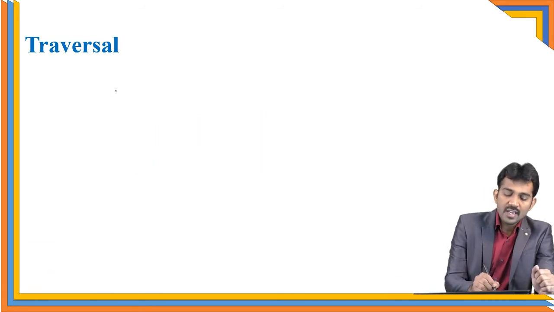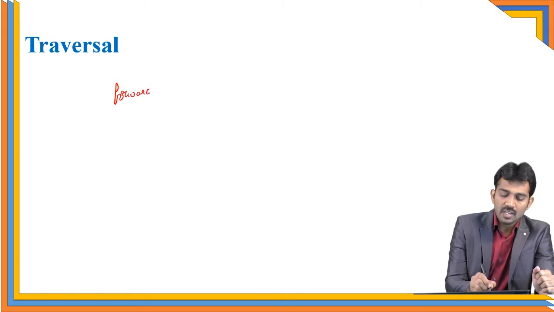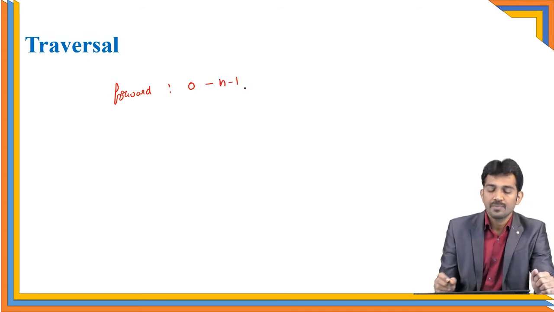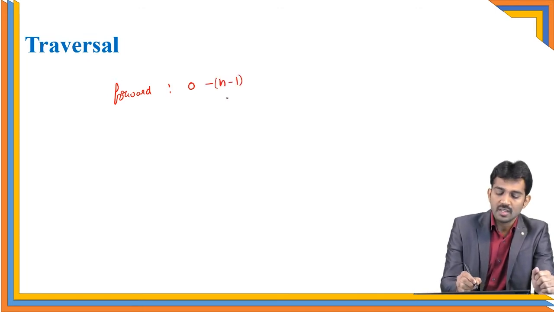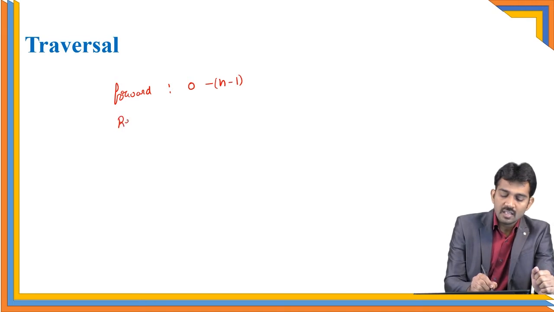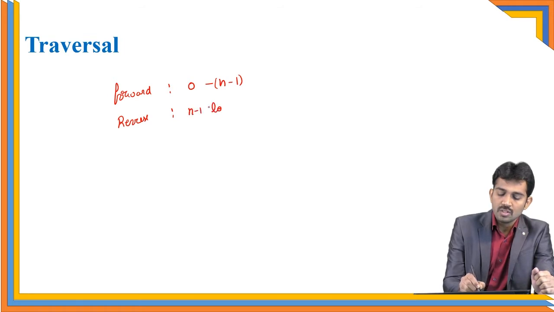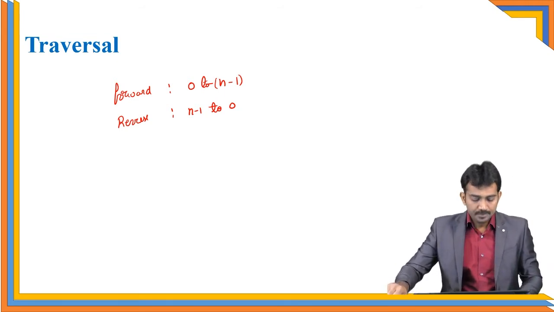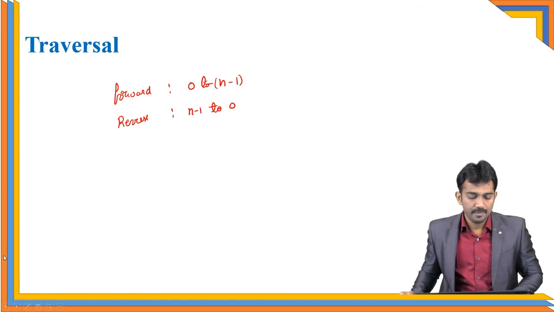Right? For the forward direction, please note this: you should repeat your loop from 0 to n minus 1. For the reverse order, you should take n minus 1 to 0. Right? We are going to solve this problem using a small program.